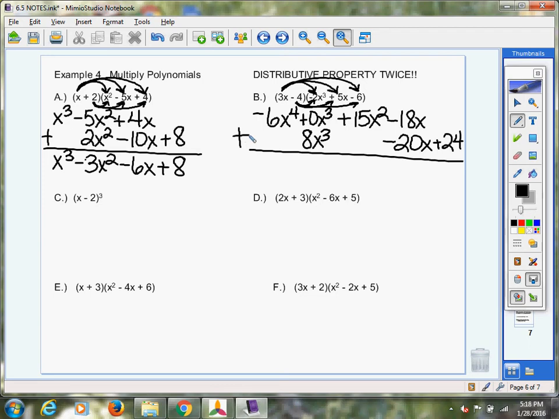And now I'm ready to add my like terms together. So drop down the negative 6x to the 4th. 0 plus 8 is 8x cubed. Drop down the 15x squared.